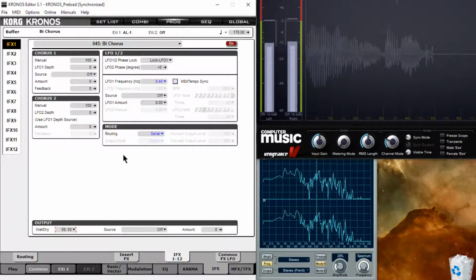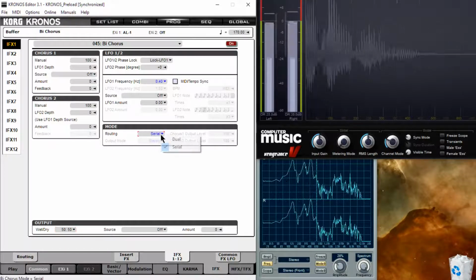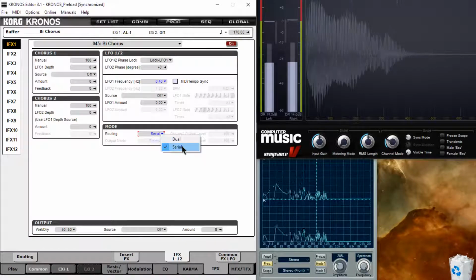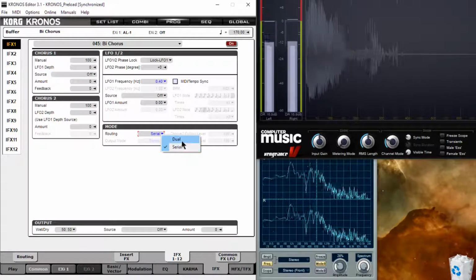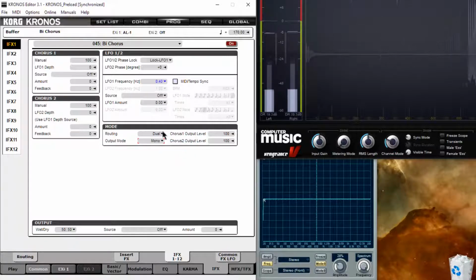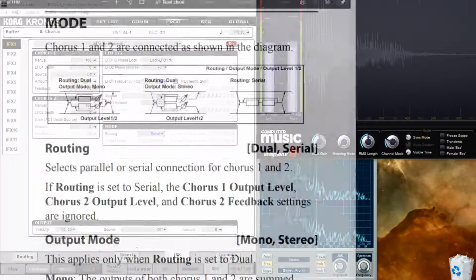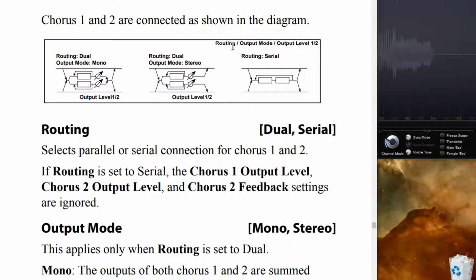So this unit has different modes, and it's just different ways of routing. You can choose between serial and dual. Dual itself has two modes as well, stereo and mono. Let's focus on serial for now, and let's look at the routing diagram. So this is serial right here.